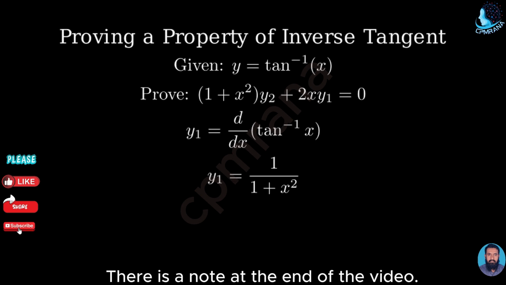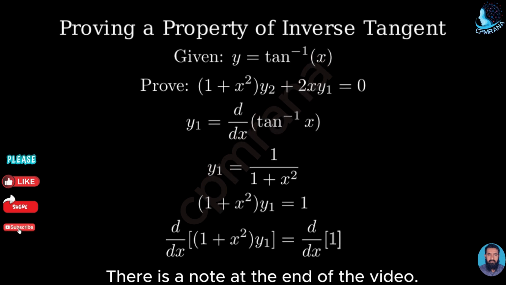To make this easier to work with, let's multiply both sides by 1 plus x squared. This gives us 1 plus x squared times y1 equals 1. Now, let's differentiate both sides of this equation with respect to x. On the left side, we'll need to use the product rule, since we have a product of two functions.